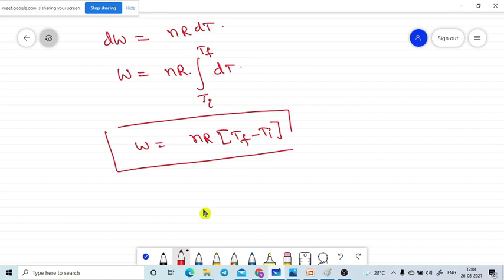Are you getting that? So that is very, very important. These two formulas we are going to use in upcoming topics.